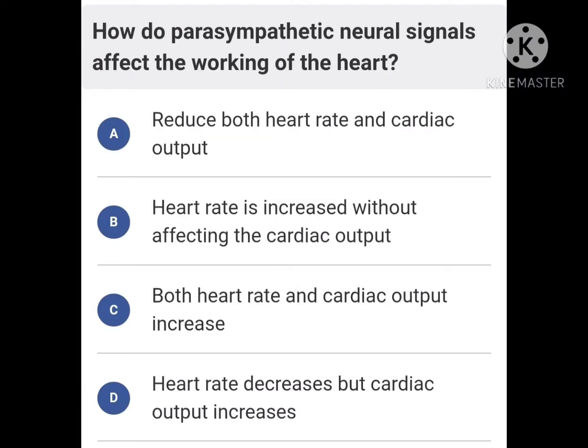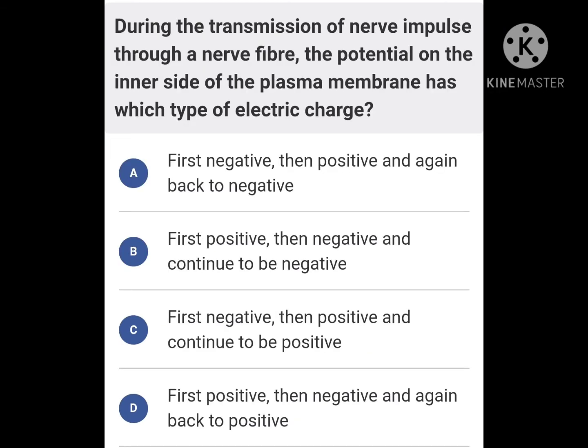Next question. How do parasympathetic neural signals affect the working of the heart? Option A, reduce both heart rate and cardiac output. Option B, heart rate is increased without affecting the cardiac output. Option C, both heart rate and cardiac output increase. Option D, heart rate decreases but cardiac output increases. Neural signals through the sympathetic nerves can increase the rate of heartbeat, the strength of ventricular contraction, and thereby the cardiac output. Parasympathetic neural signals decrease the rate of heartbeat, speed of conduction of action potential, and thereby the cardiac output. So the right option is A.